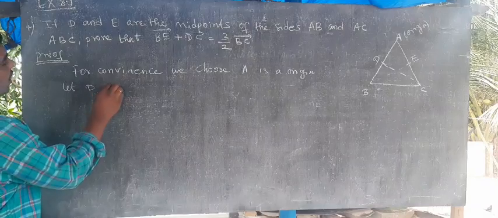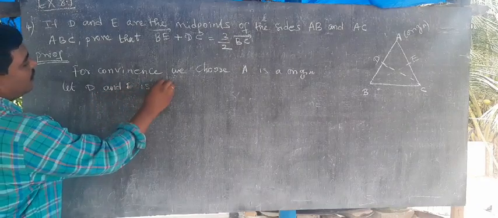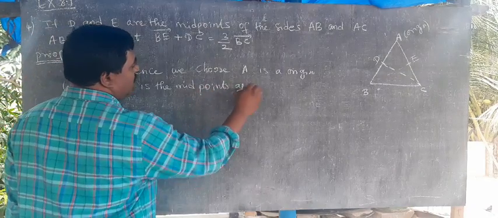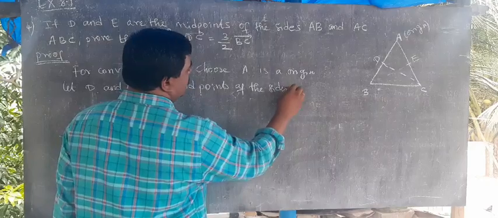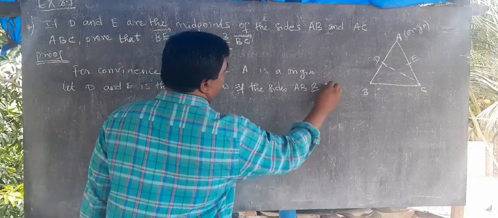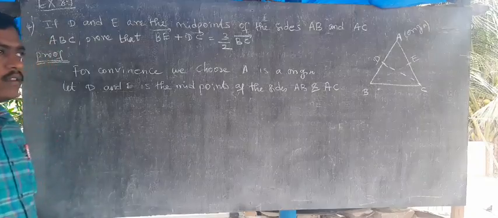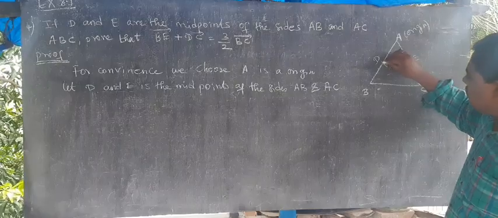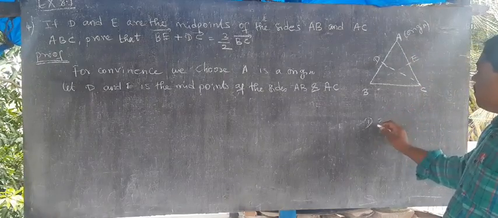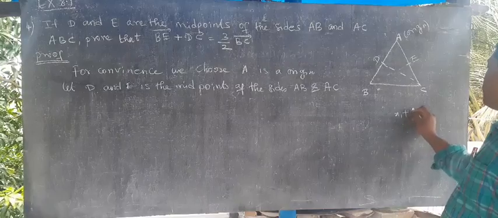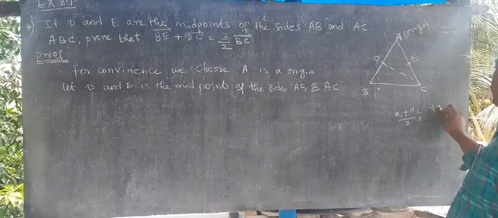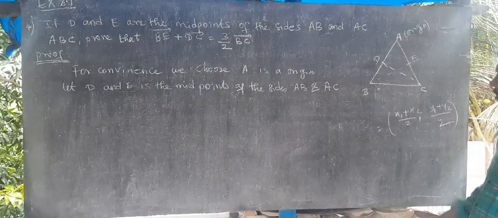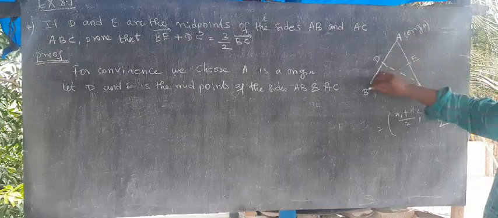Let D and E be the midpoints of the sides AB and AC. So the midpoint formula you know. In 10th standard you know the midpoint formula. D is the midpoint means, by the midpoint formula, x1 plus x2 by 2, y1 plus y2 by 2, right? So D midpoint means A plus B by 2.